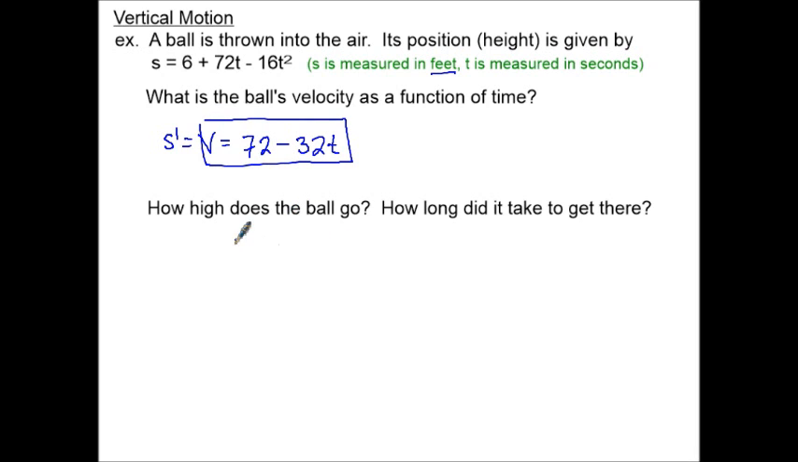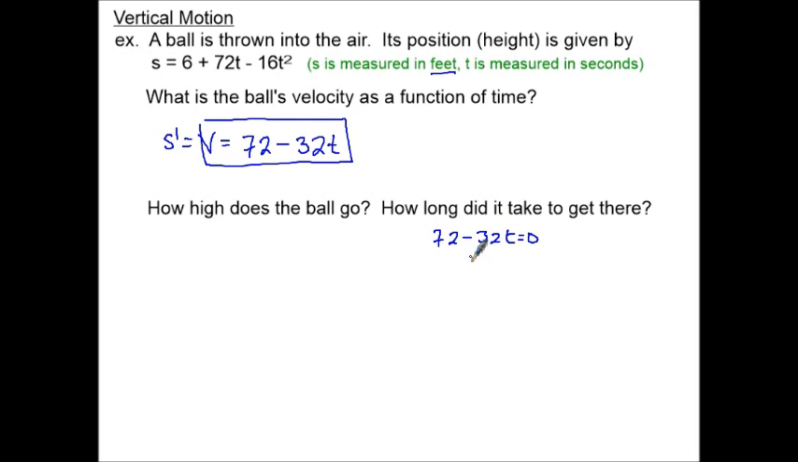Okay, then how high does the ball go and how long does it take to get there? Realistically, I think it's easier to find out how long it took to get there first. Alright, because quite honestly, I've got my velocity function right here, and I know if the ball is going up, it's going to come back down, and at the top of that flight, velocity is going to be 0, because effectively it stops for just that brief millisecond worth of time before it comes back down. So again, all I really need to do is set velocity equal to 0, so 72 minus 32t equals 0, and then we just got to solve that.